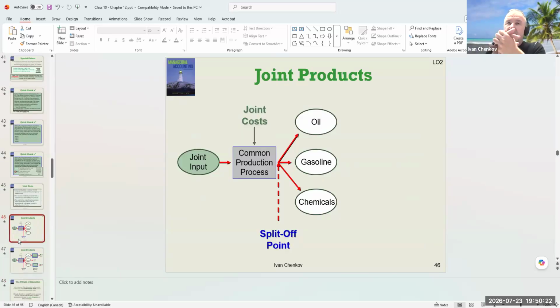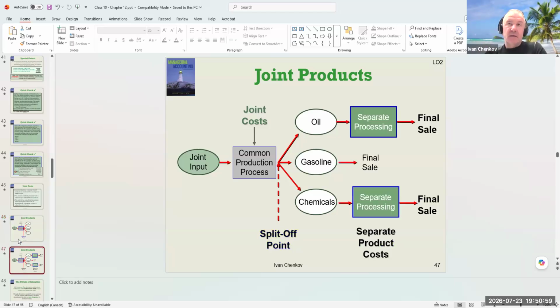So in the example here, the joint input will be some oil, which is the common raw material. And at some point, we can identify it as separate oil, gasoline, and chemicals. We're going to get this crude oil, and at some point we start seeing oil, gasoline, and chemicals. Oil now is a hot topic, so probably that's why this is in the slides.